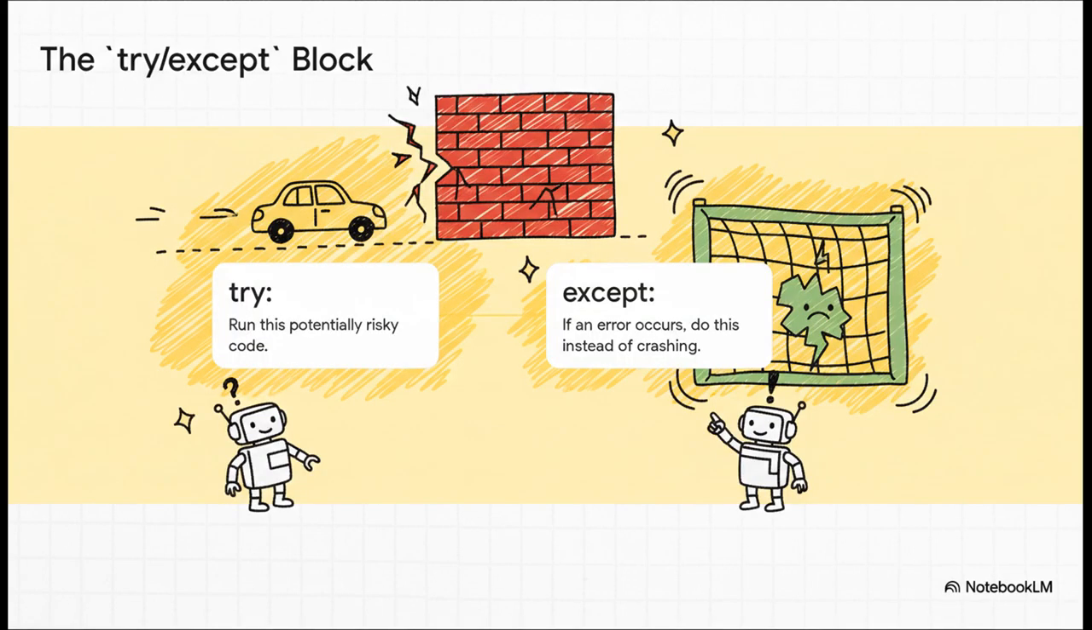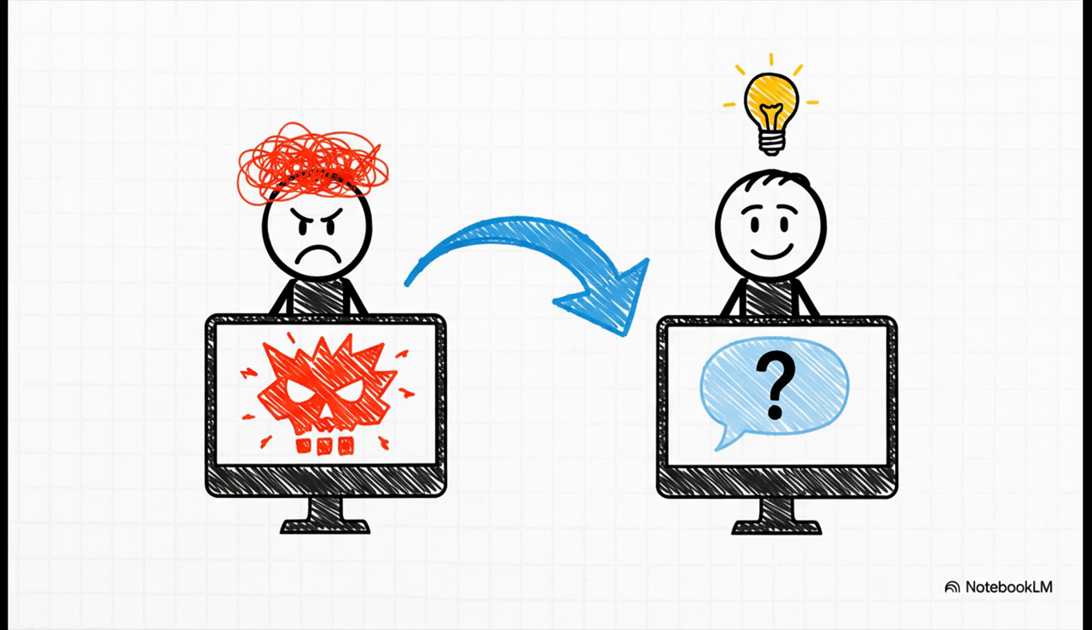So how do we stop the crash? Well, Python gives us this amazing safety net, the try and except block. And the concept is beautifully simple. You put the code that you think might cause a problem inside the try block. Then you tell Python what your backup plan is in the except block. You're basically saying, hey, give this a shot, but if it doesn't work out, don't freak out. Just do this instead.